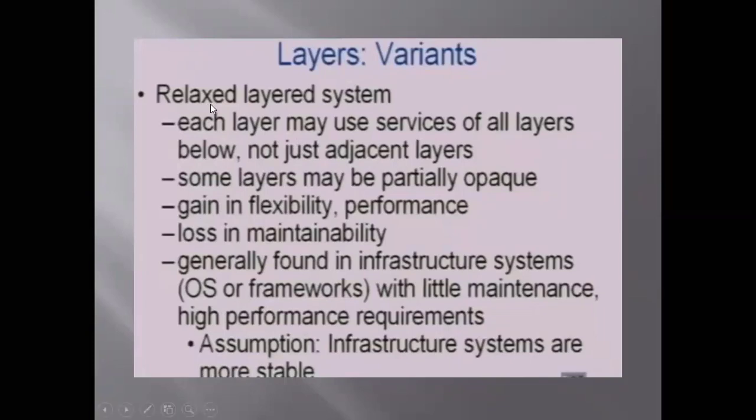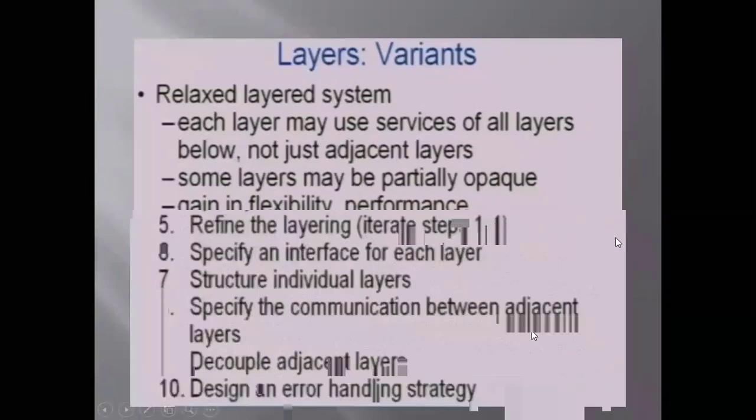A few of the specializations or variants we can give to this layered approach: we can have a relaxed layer approach. In this relaxed layer approach, each layer may use services of all layers below, not just adjacent layers. What we saw before, suppose there is a layer J, a layer J plus 1 above it and a layer J minus 1 below it. I said the layer J can only communicate with layer J plus 1 and layer J minus 1. But in a relaxed layer system, even layer J can communicate with the lower layer 1, not just the adjacent layer, it can communicate through the different layers.